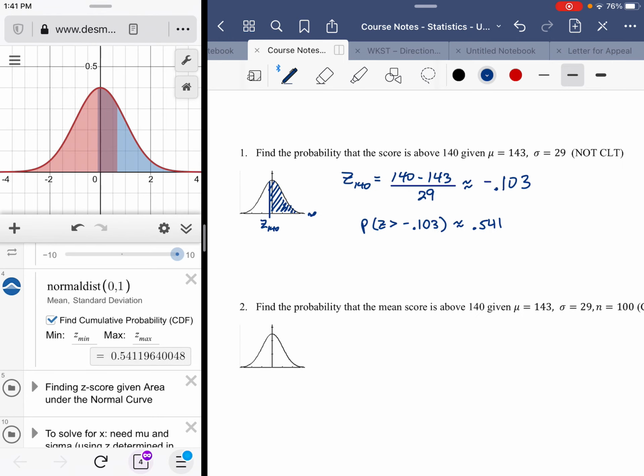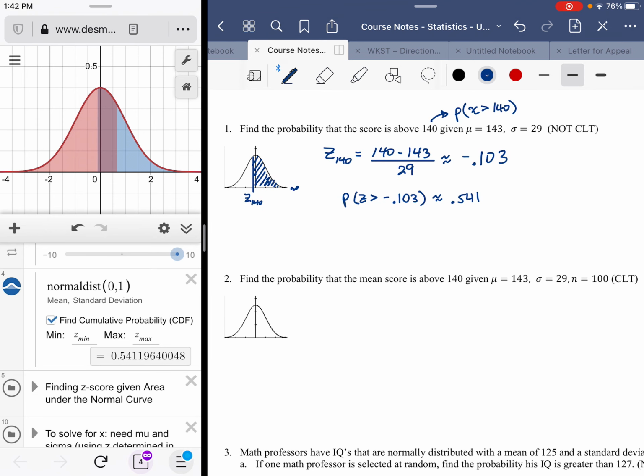All right, so that's the probability that this score is above 140. Now what I need, for number two, is the probability that the mean score is above 140. The mean score, that's the subtle little add-on here. Given that the mean and standard deviation are 143 and 29, and that n is now 100. So that's the other subtle little difference. Well, actually, it's less subtle. It's pretty overt, but if you're not looking for it, you might miss it.